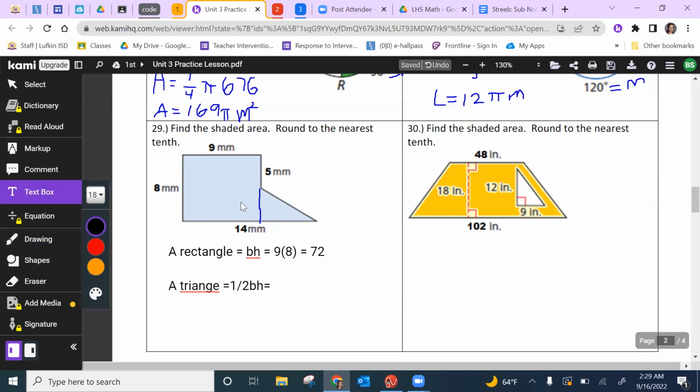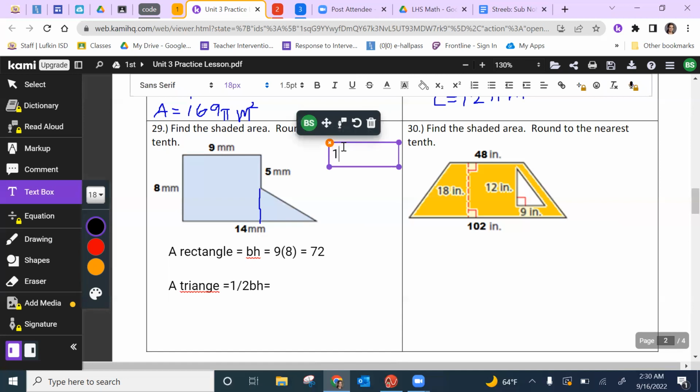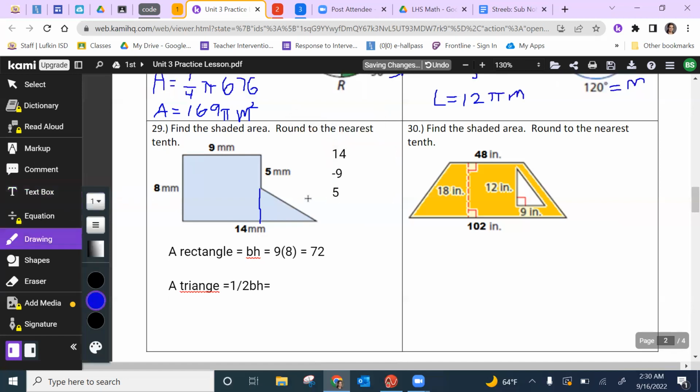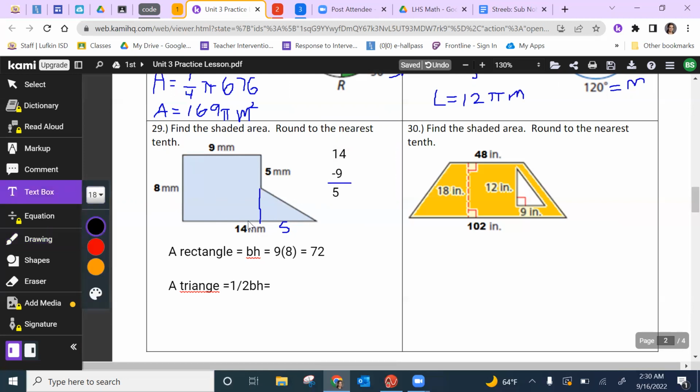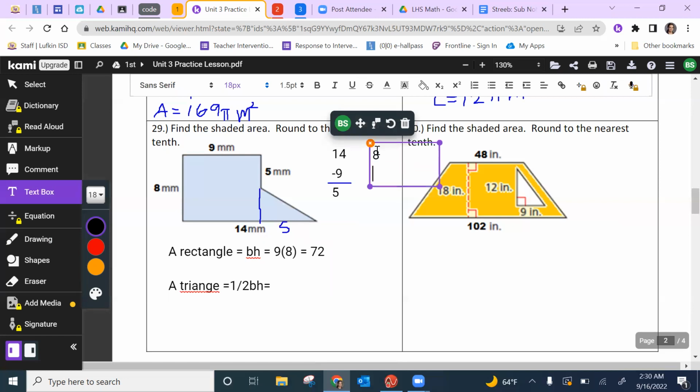So our base of the whole figure is 14. The base of the rectangle is 9. So we're going to subtract 14 minus 9. And that gets us 5. So the base of our triangle is 5. And then we're going to do the same thing for our height. So things that are going the same direction with our height are 8 and 5. 8 is the full length of the figure. 5 is just its partial length. So we're going to have 8 minus 5. And that gets us 3.